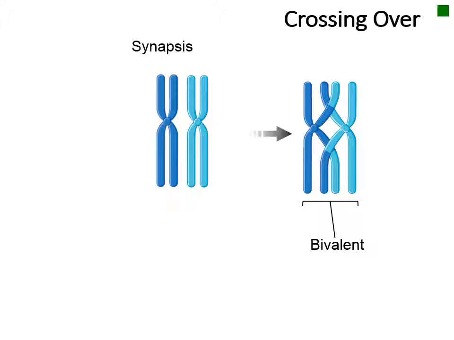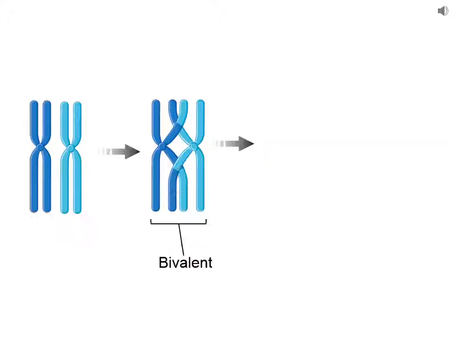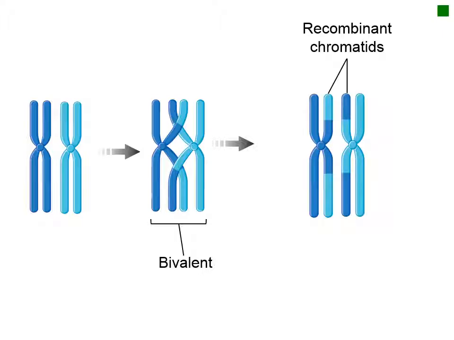The bivalent will then undergo crossing over, where a piece of DNA from the non-sister chromatid exchange DNA segments. This allows homologous chromosomes of maternal origin and paternal origin to swap sequences of genes. The location of the crossing over event is called a chiasma. The final product of crossing over are recombinant chromatids. This process is beneficial because it increases the genetic variation in the offspring.